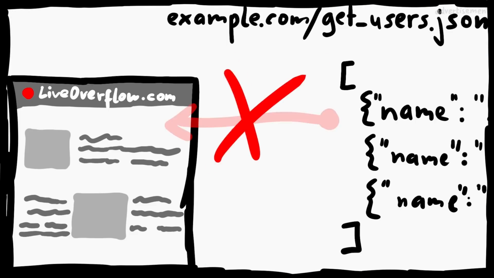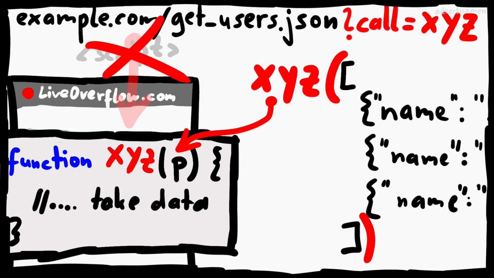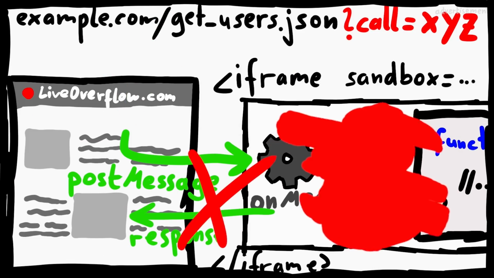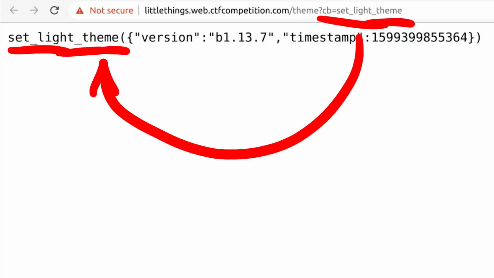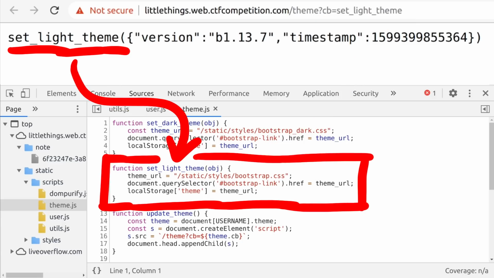I briefly introduced JSONP and how it can lead to issues in the Google Sheets XSS video, so watch that if you want some additional information. Here the script simply uses the callback parameter as a function name to call this function. So when embedding this as a script, it will call setLightTheme, which is defined in theme.js as well, and this function simply updates the CSS of this page.